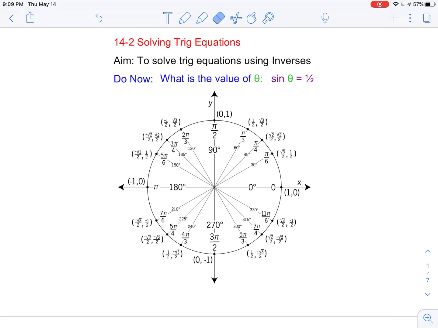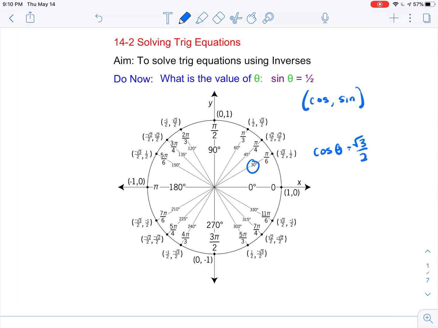So for the do now, I have a question for you. It states, what is the value of theta for the equation sine theta equals 1/2? So we have to go back to what we remember about the unit circle. Remember, on the unit circle, every coordinate represents the cosine for x and sine of the corresponding angles.